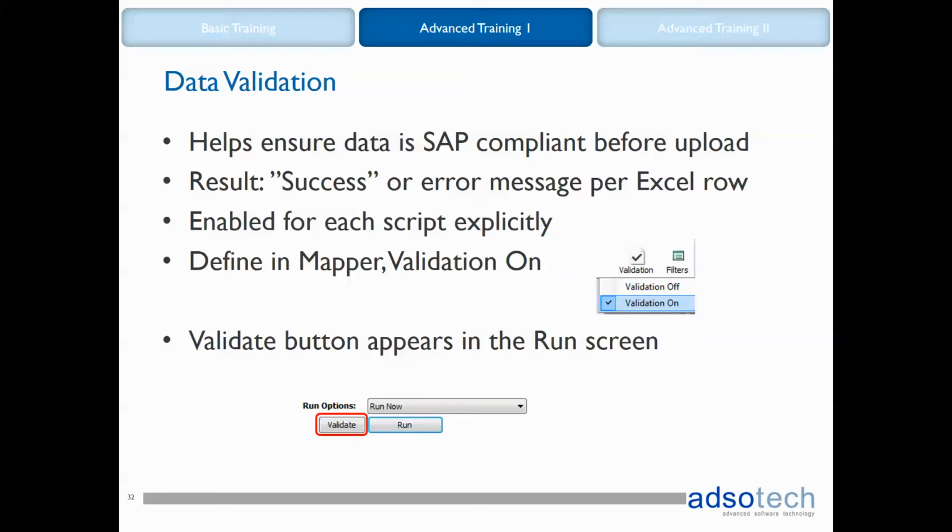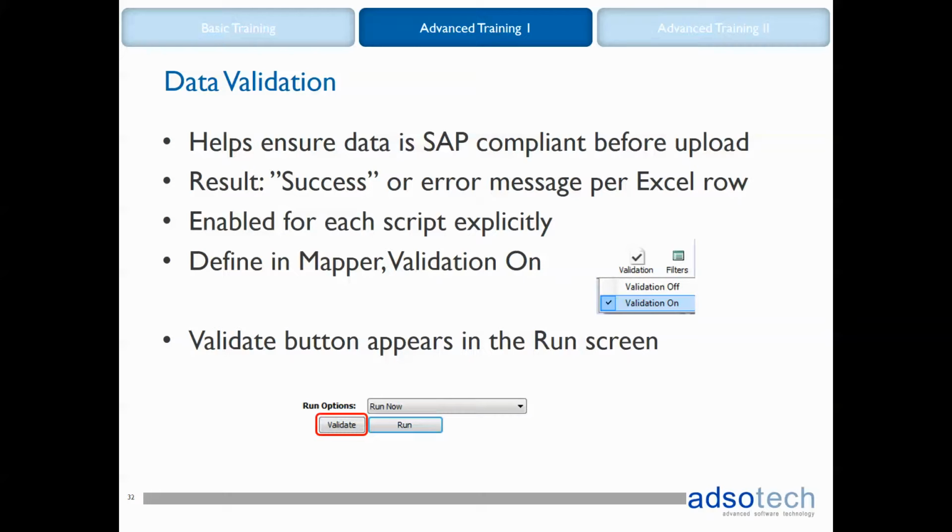Now, if we decide to click run, the script will run as it normally would. It will actually put the data to SAP and save the data in SAP as well. But we don't have to do that directly. We can simply click on validate, which means that the script gets run, yes, but no data gets saved in SAP. We just get back a success message or an error message.